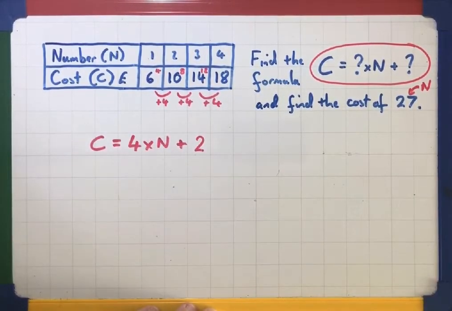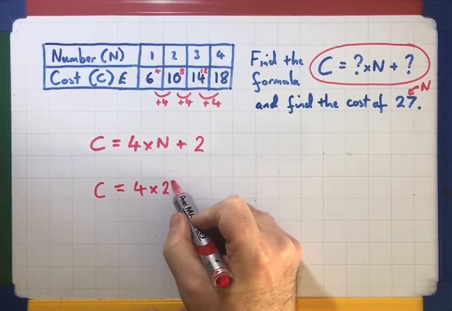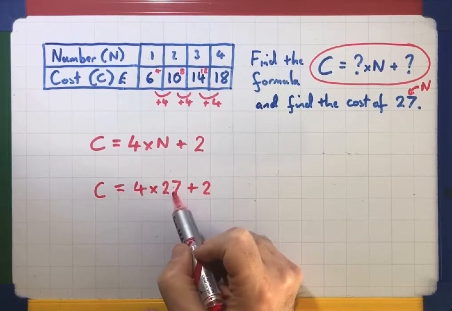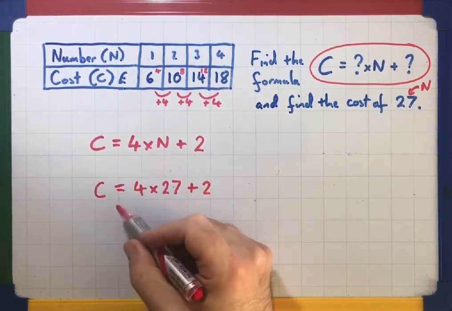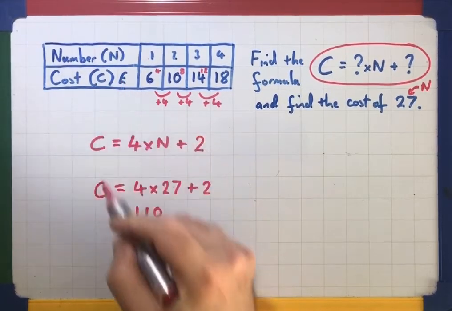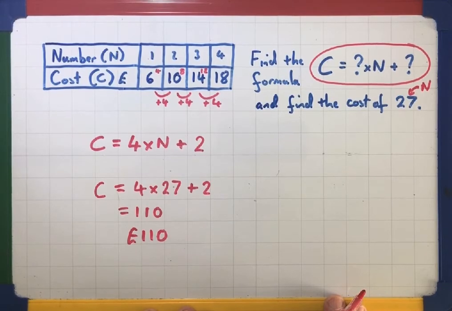The second bit asks me to find the cost of 27 of them. Now the cost is going to be 4 times the number of them, which in this case is 27, plus 2. Well, 4 times 20 is 80, 4 times 7 is 28, so that's 108, plus 2 is 110. So we've got 110. And remember, they said it's pounds, so that would be 110 pounds. Quite happy for you to use a calculator to do your calculations with this bit. That's perfectly okay. You should now be able to do today's exercise on this sort of question. Okay? Hope you manage them and have a good day.